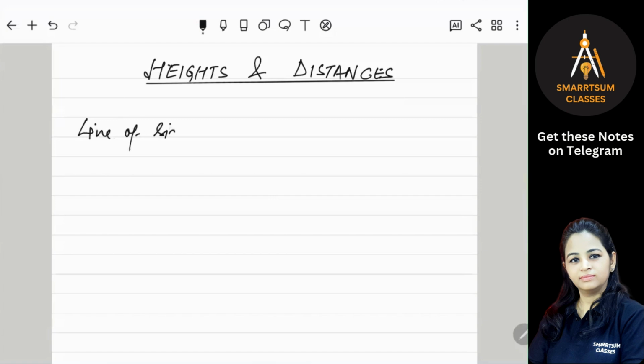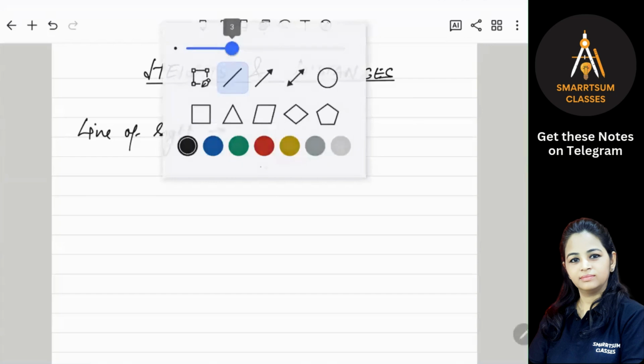It is a line from where we are looking to some tower or some building. So that is the line of sight. You can say when an observer is looking from a point O at any point P, then we can say that OP will be the line of sight. So write down.